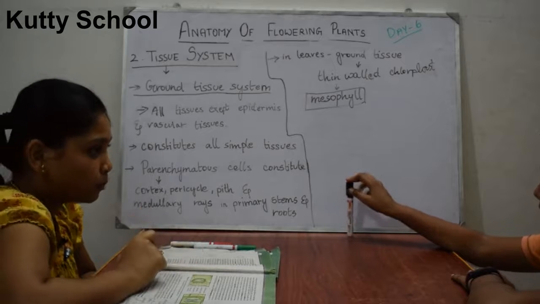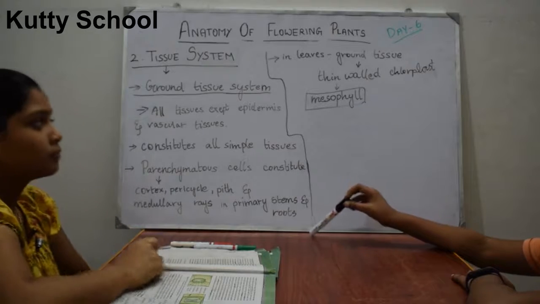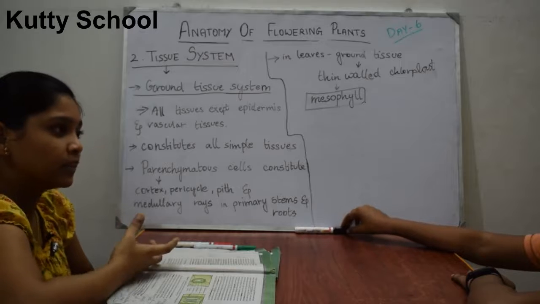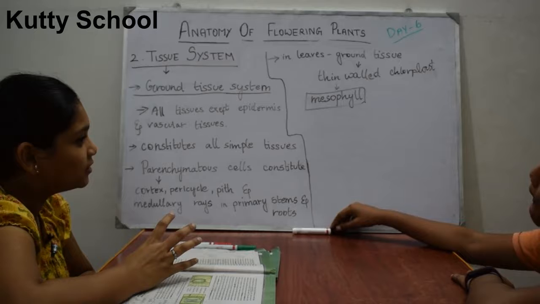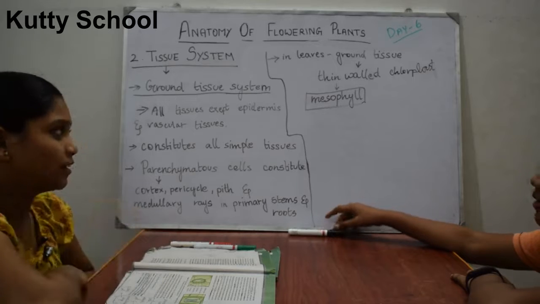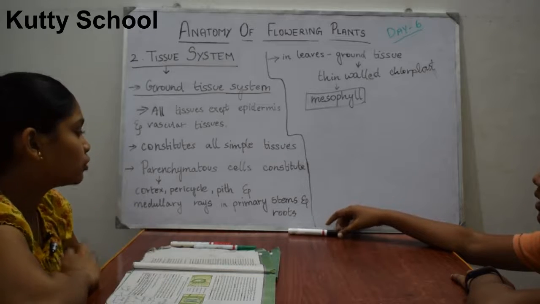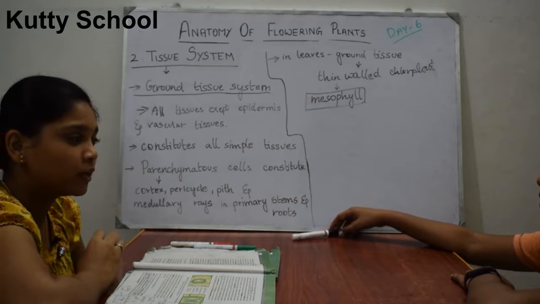Chlorophyll is present in chloroplast. These chloroplasts are present in some thin-walled cells. Those cells are called mesophyll cells. Can you understand? So this is about the ground tissue system. Next we are going to discuss the vascular tissue system.